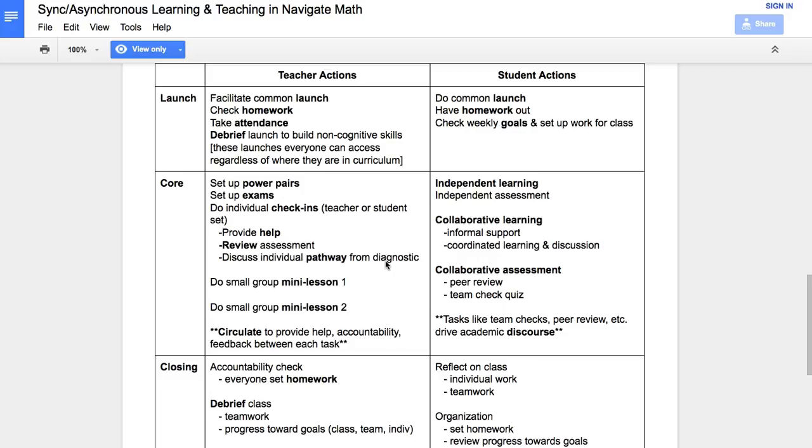Looking at the Data tab, looking at student diagnostics and their self-reported scores from various things, such as Khan Academy missions or writing tasks, gives a full picture for how to determine the power pairs, the individual check-ins, who you're specifically going to provide help to in those check-ins, how to alter pathways, and most importantly, who is pulled for mini lessons and how they are best supported.